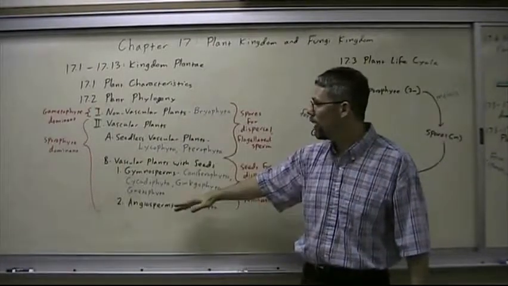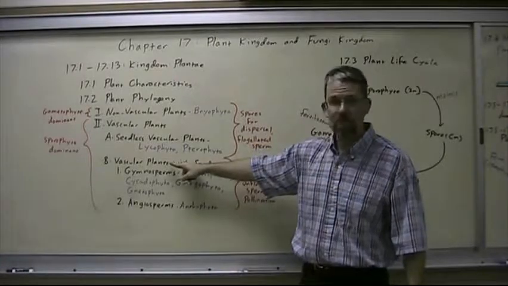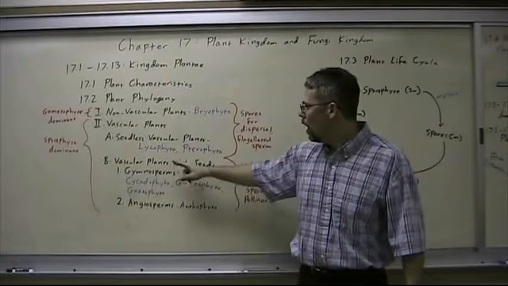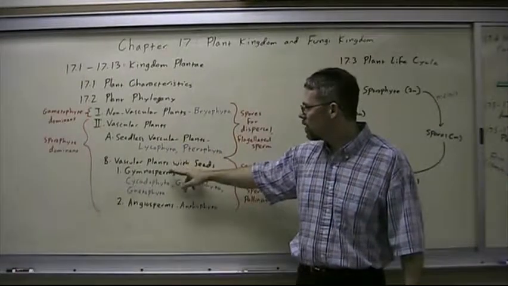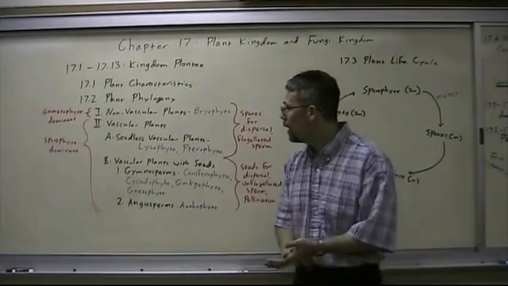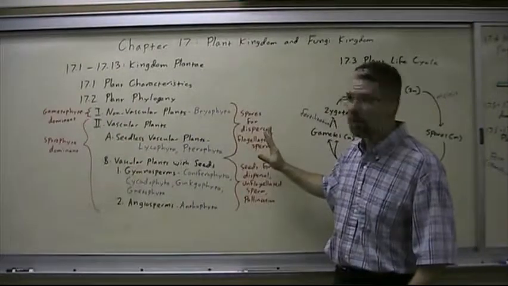Now, among the vascular plants, we can subdivide further. Those without seeds versus those with seeds. And the phylum names are in blue here. Under vascular plants with seeds, we can subdivide this further into gymnosperms and angiosperms, again with phylum names. Now, I have things written in here that I will refer to throughout the video.